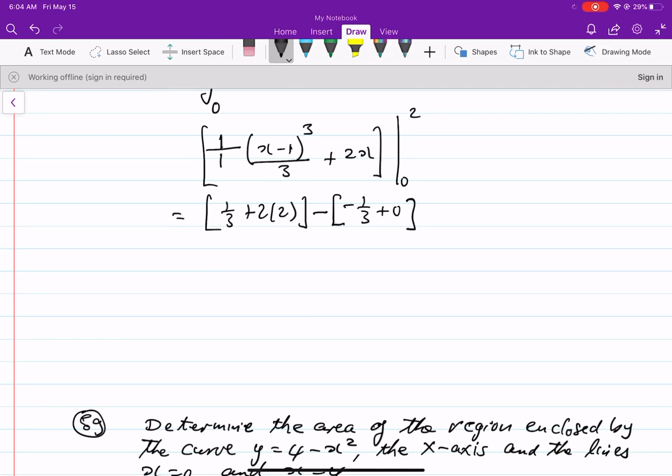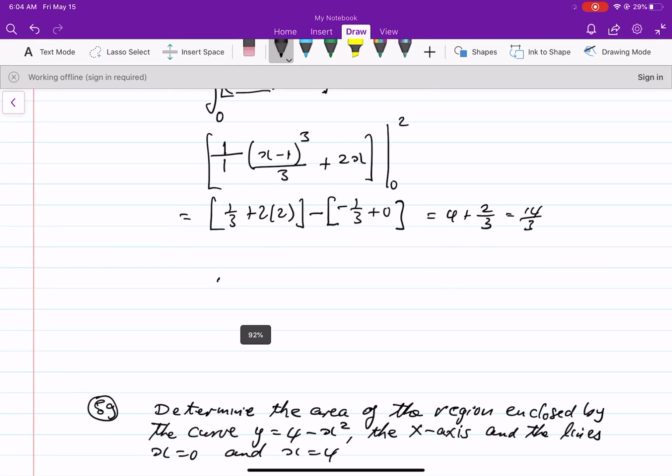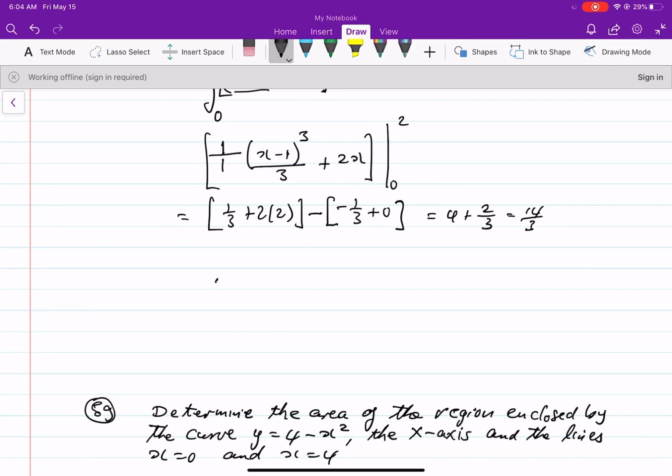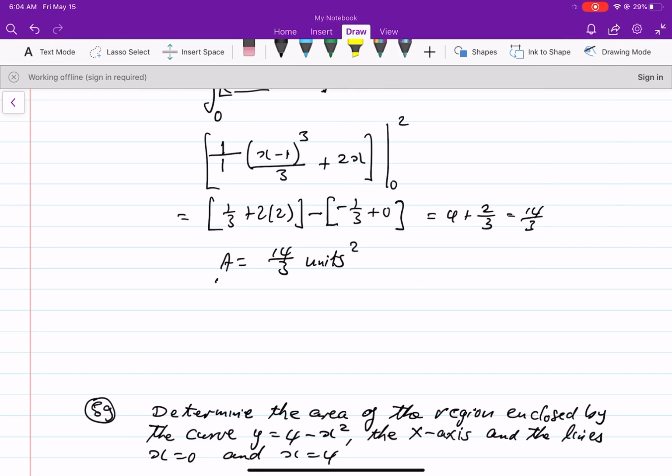Okay, so let's see what this gives me. 1/3 and 1/3, that's 2/3 plus 4. That's 4 plus 2/3. 4 is 12/3 and 2/3 is 14/3. So the area is 14/3 units squared. I'm going to check this against the other method I could have used.